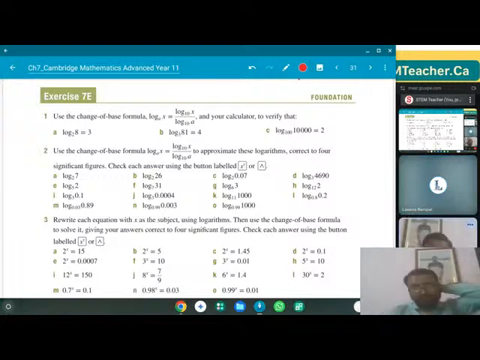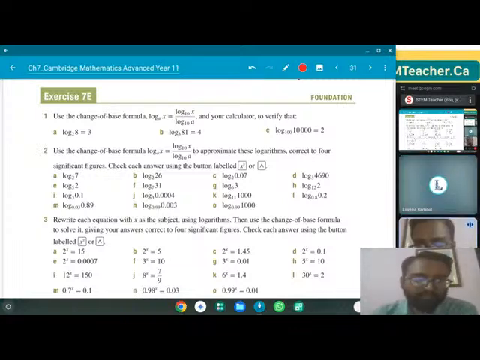It is exercise 7E. This is a change of base formula. Use this formula and your calculator. So we have to use the calculator.